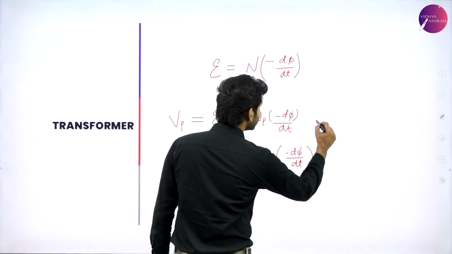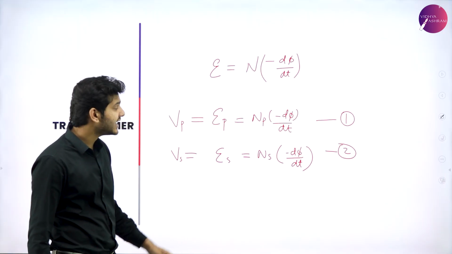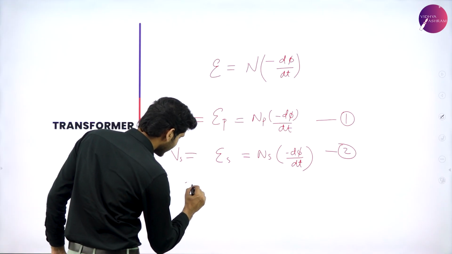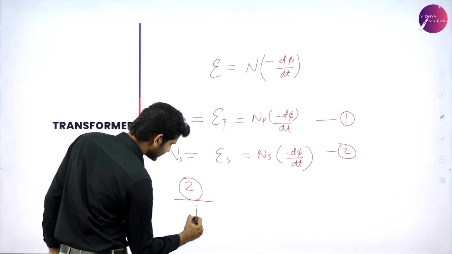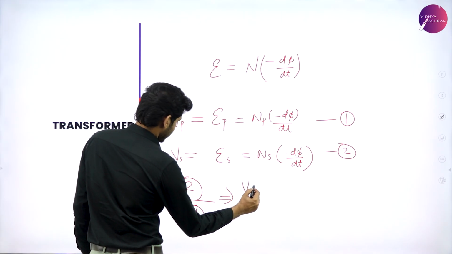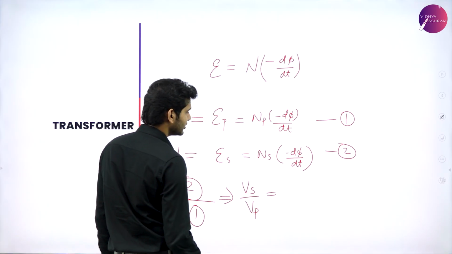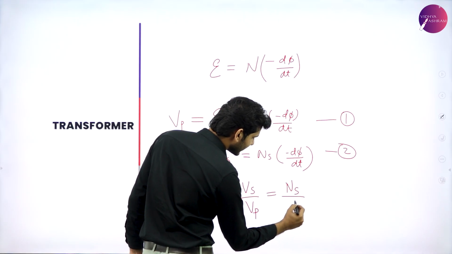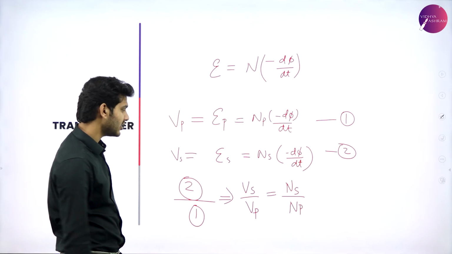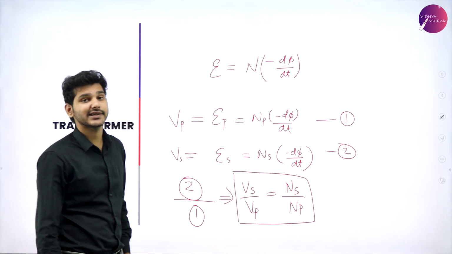Now if I name these as equation 1 and equation 2, then I can form a relation between these two quantities. That is, if I divide equation 2 by equation 1, then I can say Vs divided by Vp will be equal to Ns divided by Np. The dφ/dt will cancel each other out, and we'll have this particular relation for an ideal transformer.